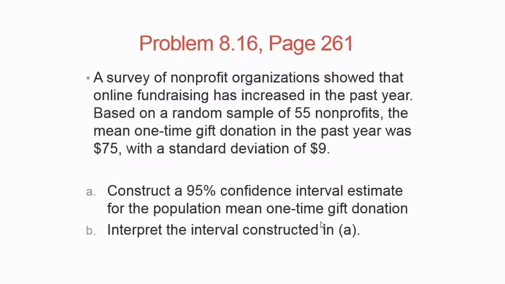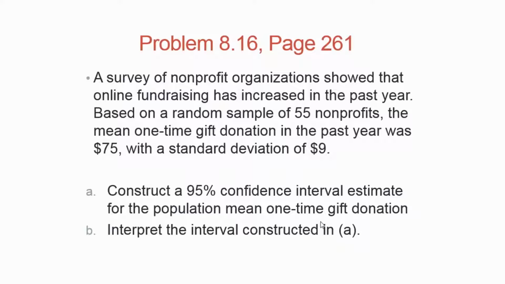It's problem 816. It says, a survey of nonprofit organizations showed that online fundraising has increased in the past year. Increased is a key word. That means it's greater now than it used to be before. Based on a random sample of 55 nonprofits, the mean one-time gift donation in the past year was $75 with a standard deviation of 9. Notice the standard deviation came from the random sample of 55 nonprofits. It's not a population figure that was given to us. So that's how we know that we need to use t instead of z.